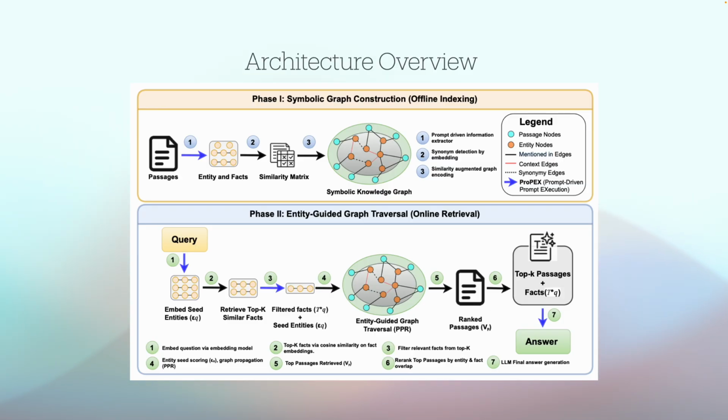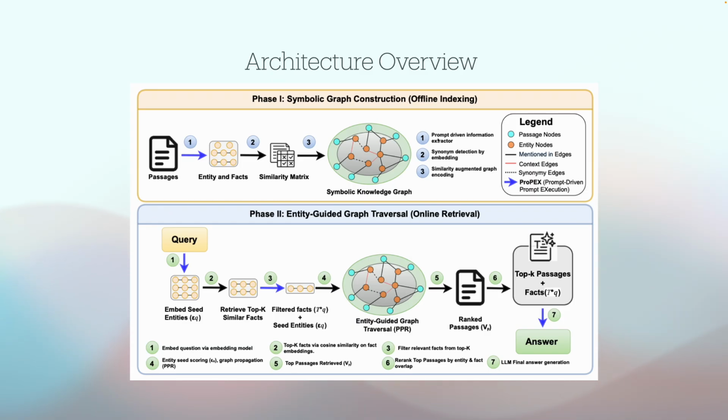The top band is basically indexing, and the bottom band is retrieval. Same as before, but this is easier to understand. The first thing is the offline indexing, where we have the passages, and then that in turn gets converted into entities and facts, and then we have a similarity matrix that is generated, and after that the final thing is the symbolic knowledge graph.